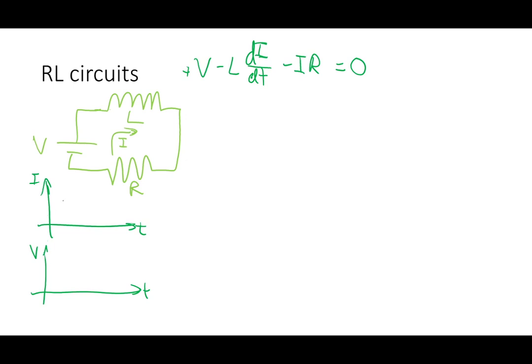For the current, right, we talked about how the current through your inductor, at the very beginning when you first connect this, is going to try to maintain the 0. So it's going to start low and then eventually settle to some kind of max value.